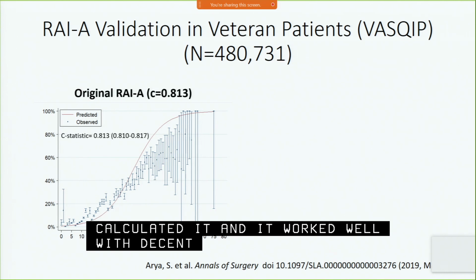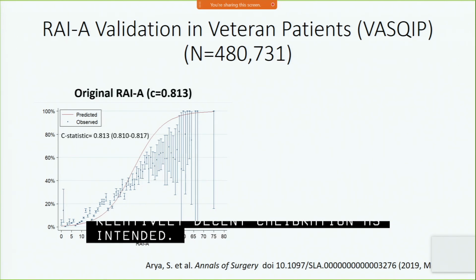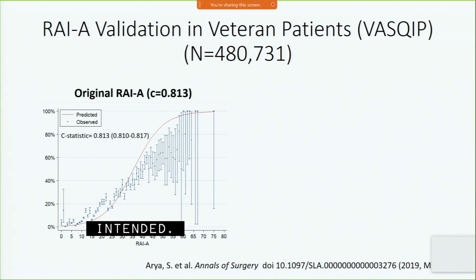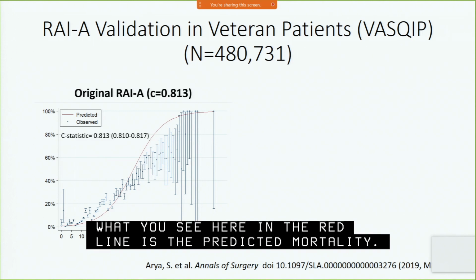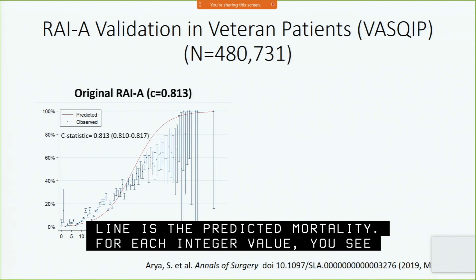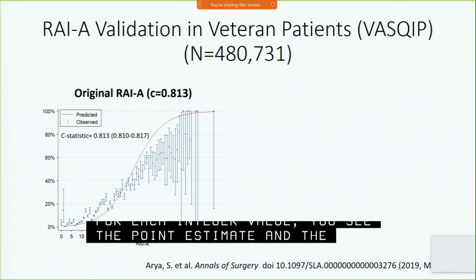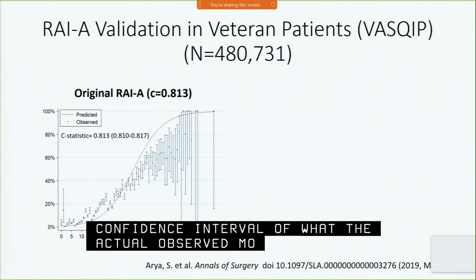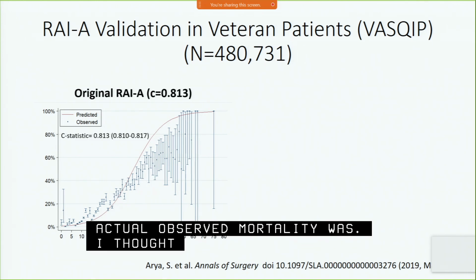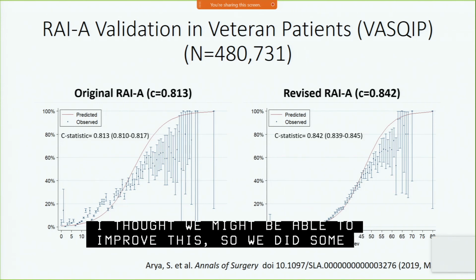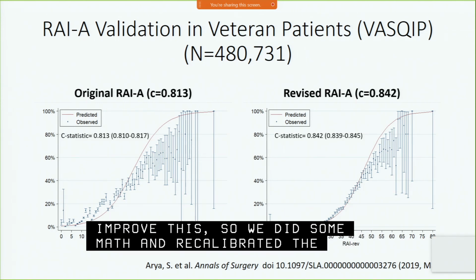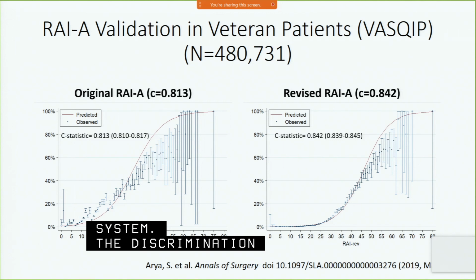Johning used in Omaha. What you see here in the red line is the predicted mortality, and then for each integer value of the RAI, you see the point estimate and the confidence interval of what the actual observed mortality was. But I thought that we might be able to improve this a little bit, so we did some math and recalibrated the system, and the discrimination improved to a C-statistic of 0.84, but what I think is more impressive is the remarkable improvement in calibration.